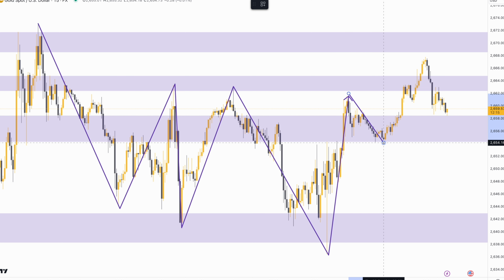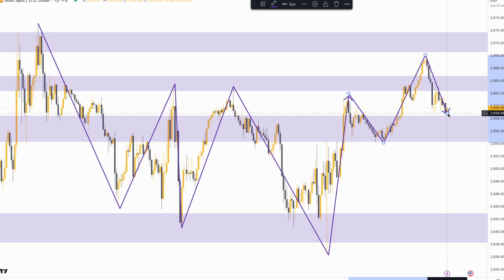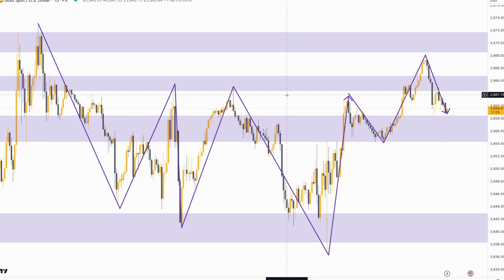So as you can see, like we spoke about before, price has tested the same level 3 times this week. Majority of the tests were Wednesday, Thursday, obviously today being Friday. However, we have now broke out through this level.